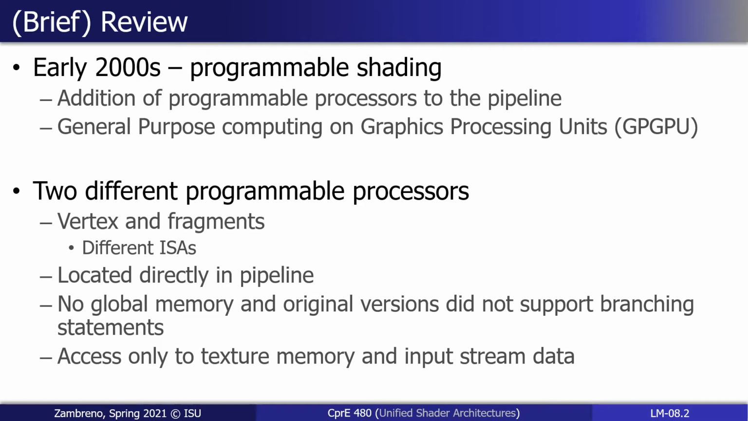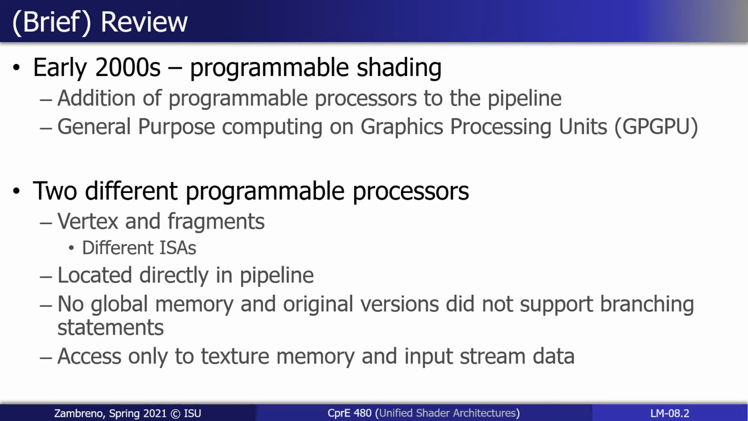So very basic, if any, branching statements, and no global view of memory. The real main memory you had access to, beyond just the attributes of your vertices and fragments as they were coming in, would be from texture memory.